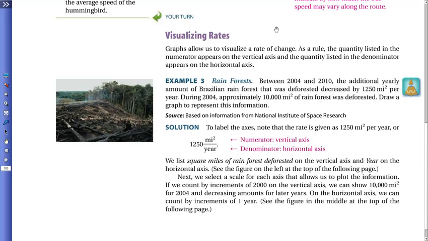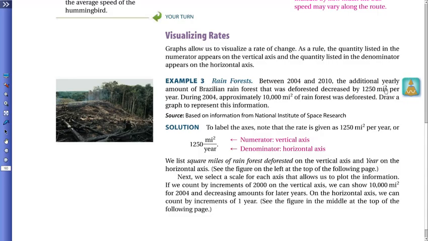Well, let's look at this example 3. It's about rainforest. It says between 2004 and 2010, the additional yearly amount of Brazilian rainforest that was deforested decreased by 1,250 miles squared. Don't miss that little exponent.